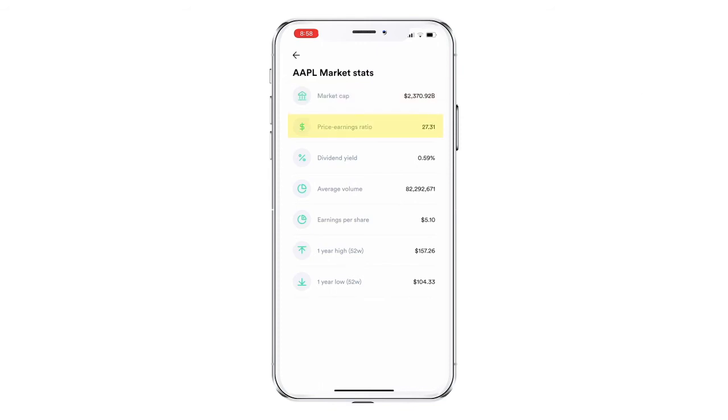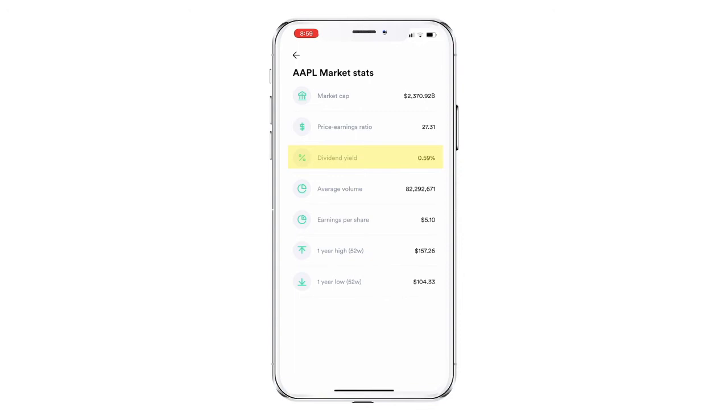PE ratio naman is the measure of the price per share relative to the income earned by the company or share. So the lower the PE ratio, the cheaper it is to buy the stock. Usually less than 30 is a good PE ratio para masabi mo na mura siyang bilhin. Ito is 27.31 ang PE ratio. So ibig sabihin, mura din bilhin tong stock na to.